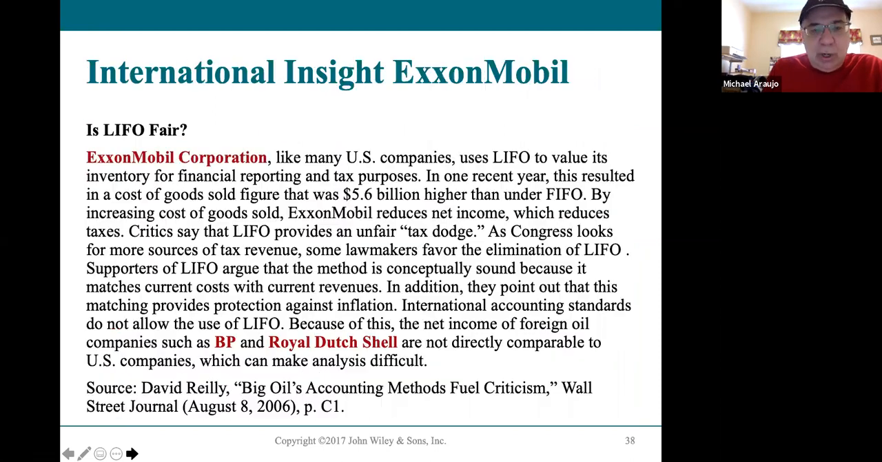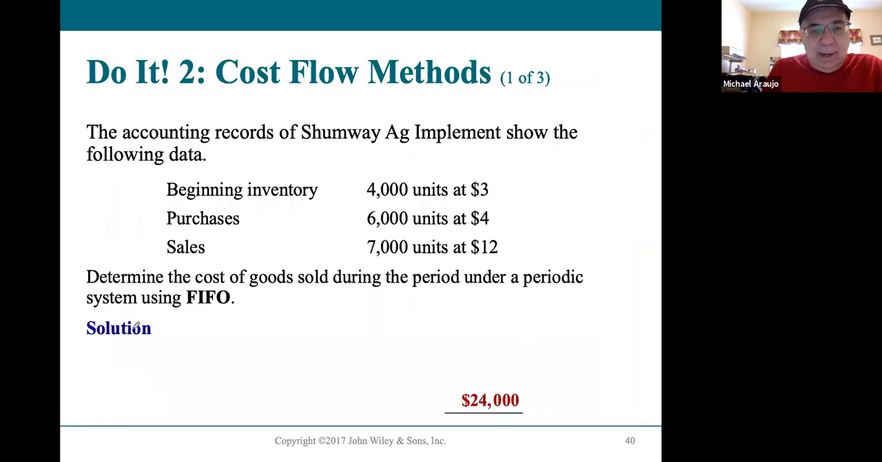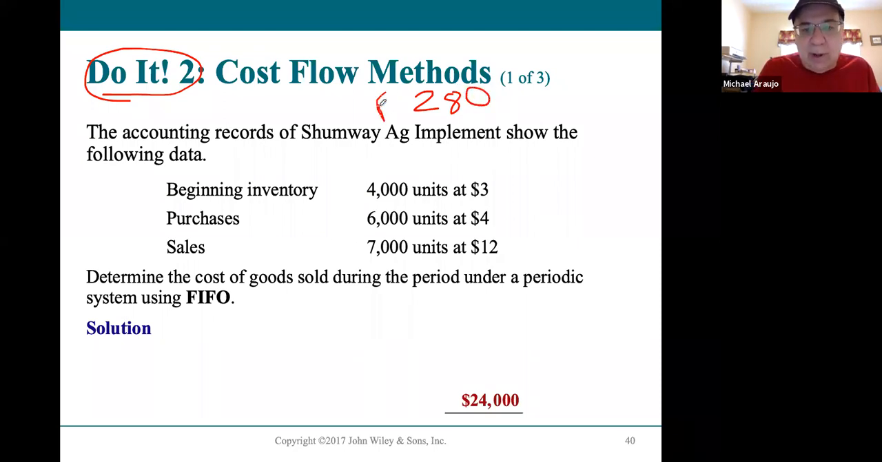Okay, so we're going to look at the Do It exercise number 2 that's done for you in the book. If you are in the book, this is on page 280 and goes over to page 281 as well. Okay, so here we have the accounting records of Shumway AG Implement, so it's probably an agricultural type of company.